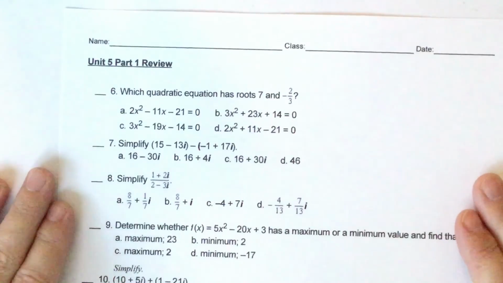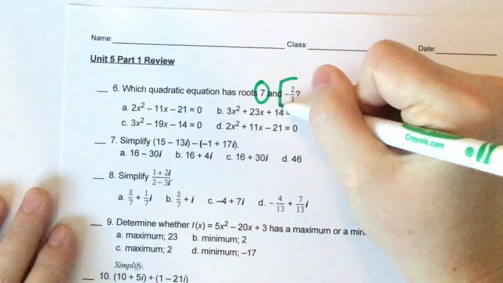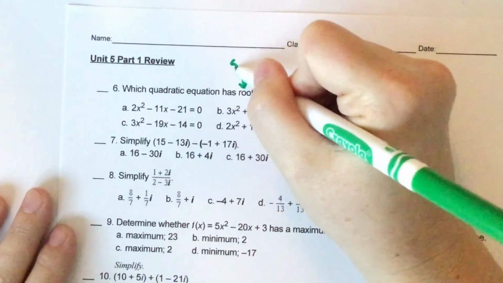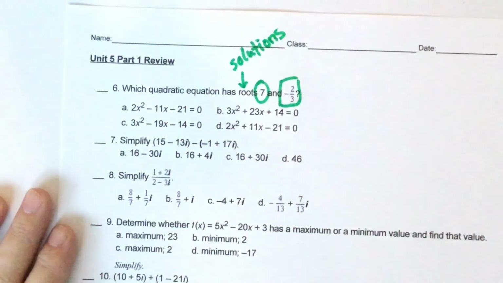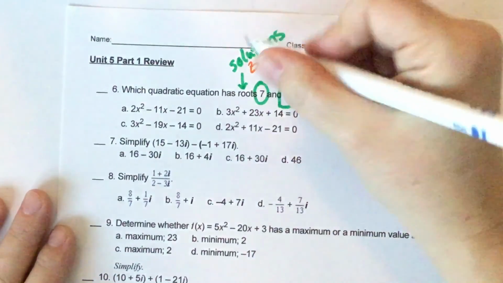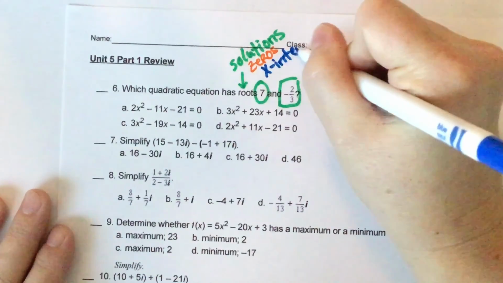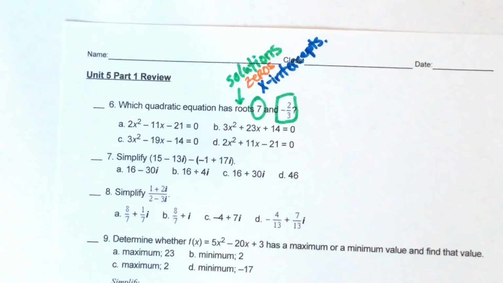Okay, let's move on. Question 6 wants to know which quadratic equation has roots 7 and negative 2/3. Well, roots are your solutions. Another word for solutions is zeros, and another word for that is x-intercepts. So when a problem asks you to find the roots, it's asking you to find the solutions, the zeros, the x-intercepts. All of those words mean the same thing.